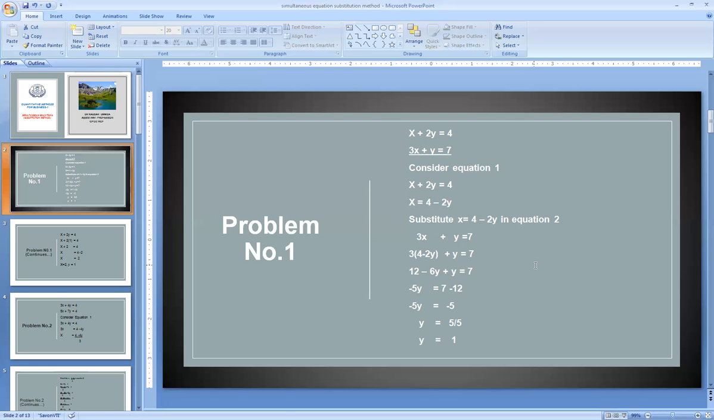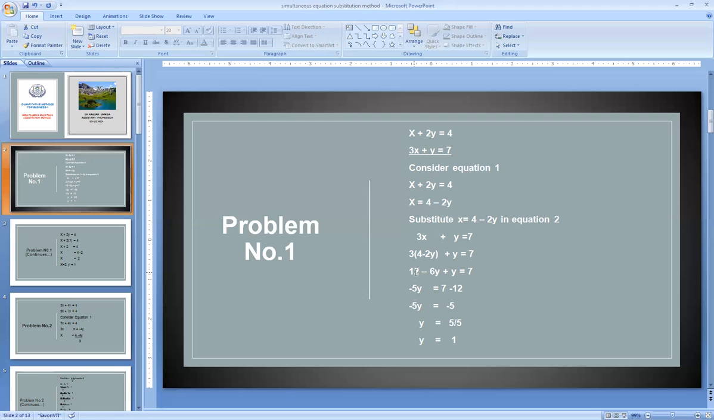Now we write the second equation, 3x plus y equals 7. Where there is x, we write 4 minus 2y. So 3 into 4 minus 2y, plus y equals 7. Now we open the brackets, that is 4 minus 2y after multiplication with 3. Plus into plus is plus, 4 into 3 is 12, plus into minus is minus, 3 twos are 6y. One more additional y is there in the equation, retained as it is, plus y equals 7.